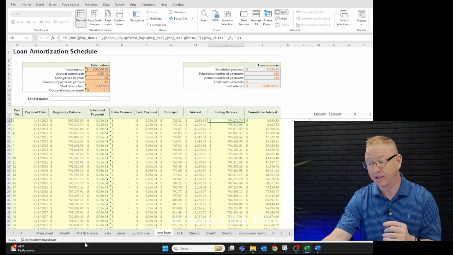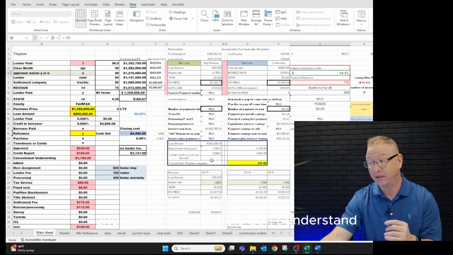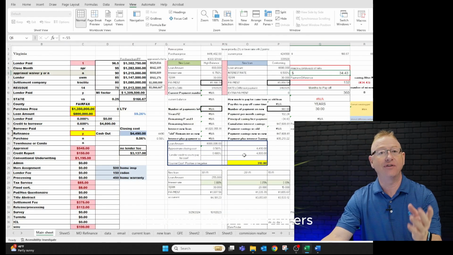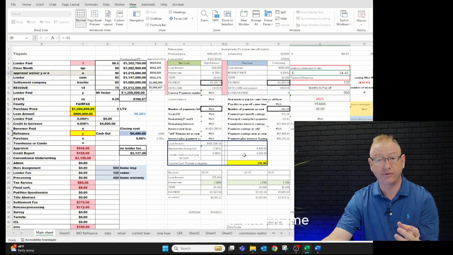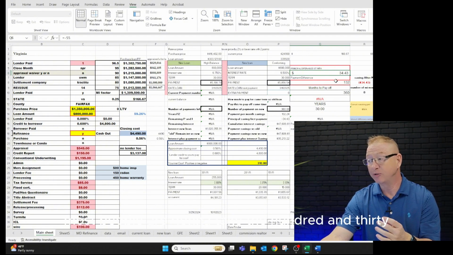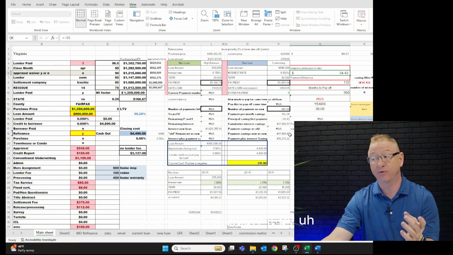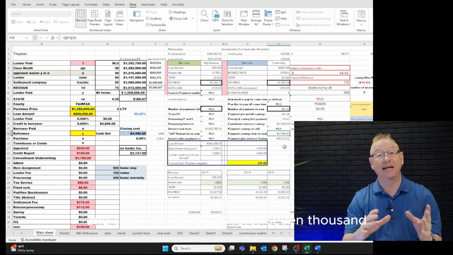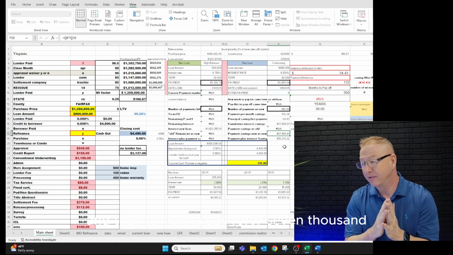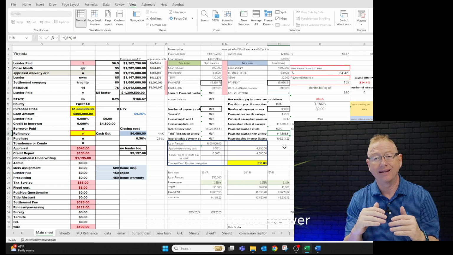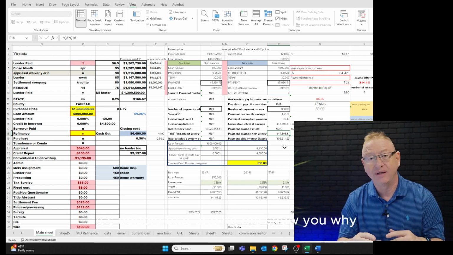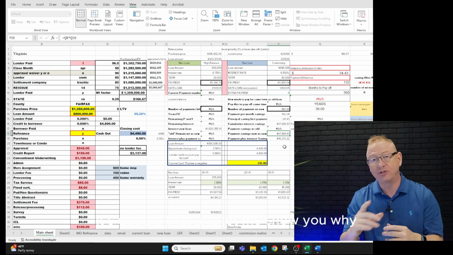So here's the thing, and here's what people don't understand. If I asked even loan officers how much the savings would be on a mortgage over a 30-year time frame, most people are going to take the $132, multiply it by 360, and they're going to say $47,606 is the savings. That's not the right answer. It's double that. And let me show you why.